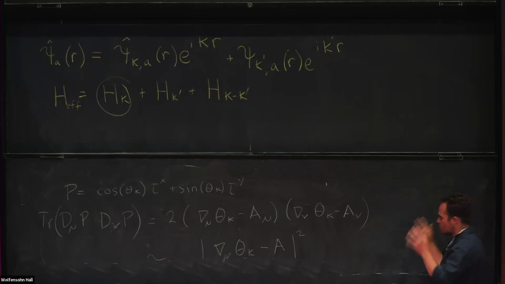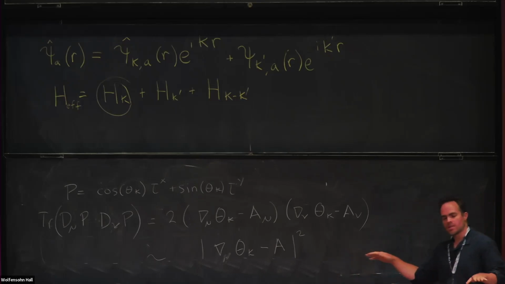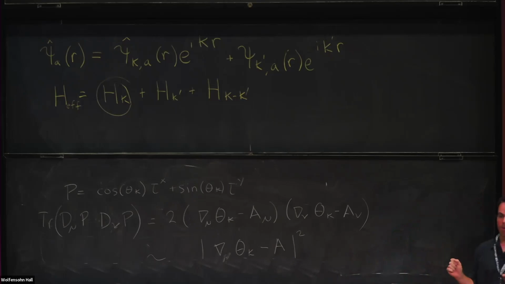So this then gives a very powerful way of thinking about intervalley coherence. Intervalley coherence is happy when you have the same Berry connection in the two bands which are hybridizing, and there's a penalty whenever there's a difference in the Berry curvature.